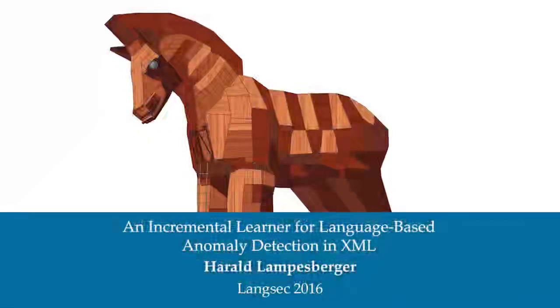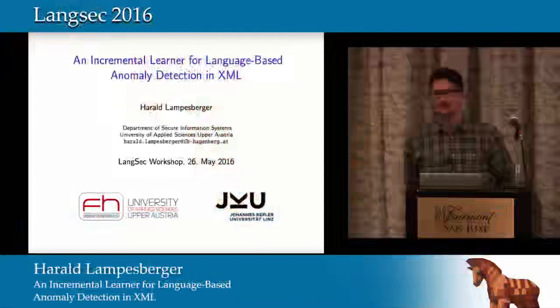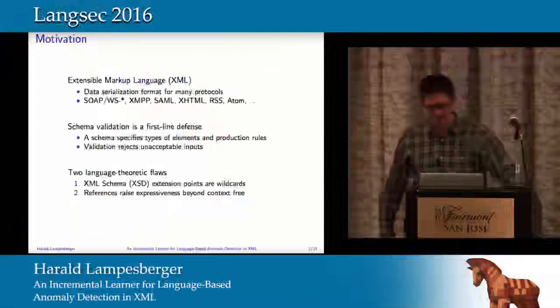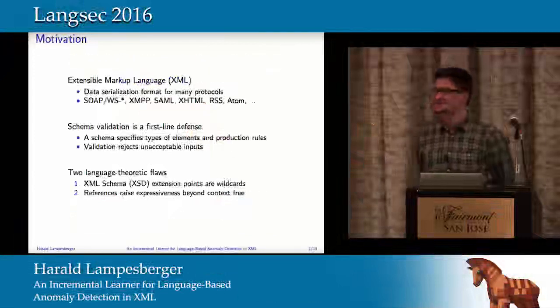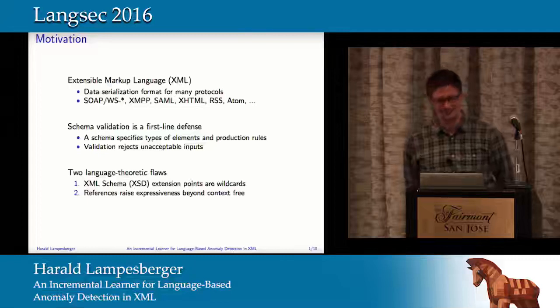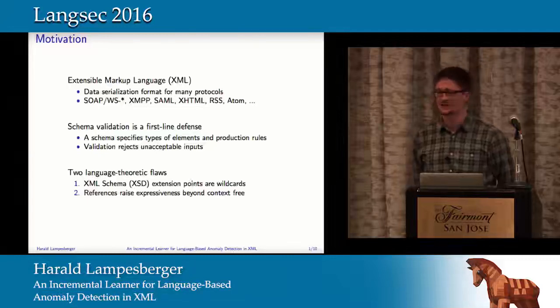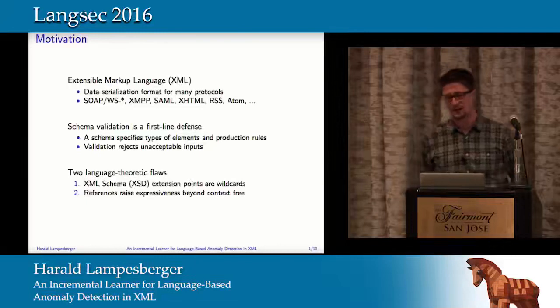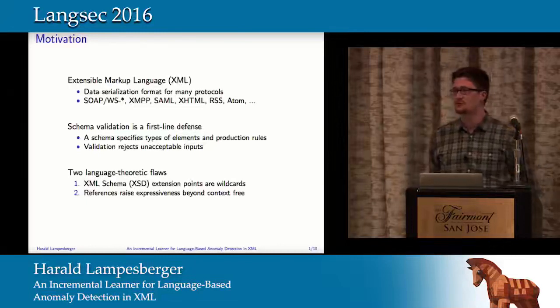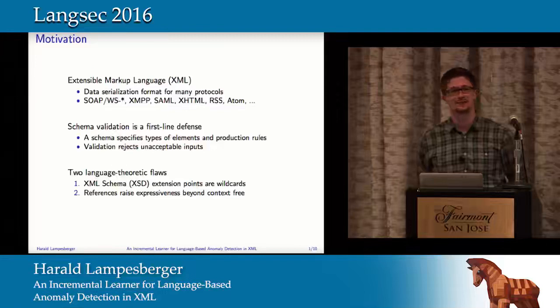Today I will talk about an incremental learner for language-based anomaly detection in XML. So you have heard already that XML has some pretty nasty screw-ups. To make it short, it's a text-based data serialization format, and it's used in many communication protocols that you already find in cloud computing. It's text-based, so they like it for the heterogeneous environments.